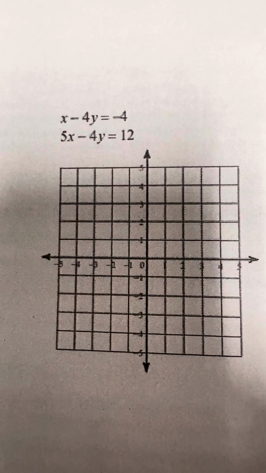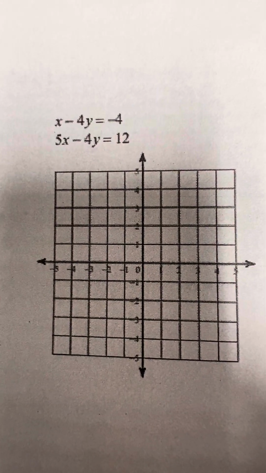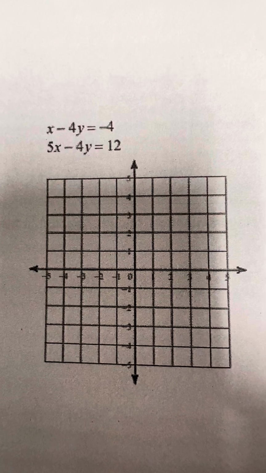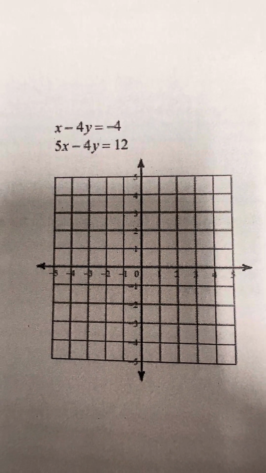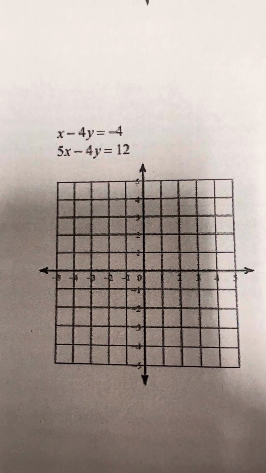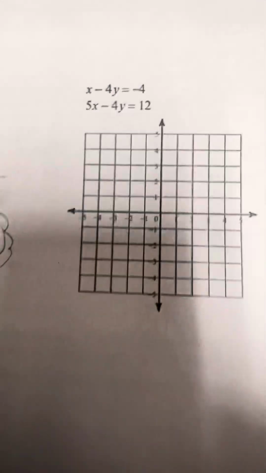All right, we are back doing some slope-intercept form. In this case, we're not in slope-intercept form. We need to graph it and make it slope-intercept form. So we're doing systems of equations graphing style. So I want to get the y by itself.